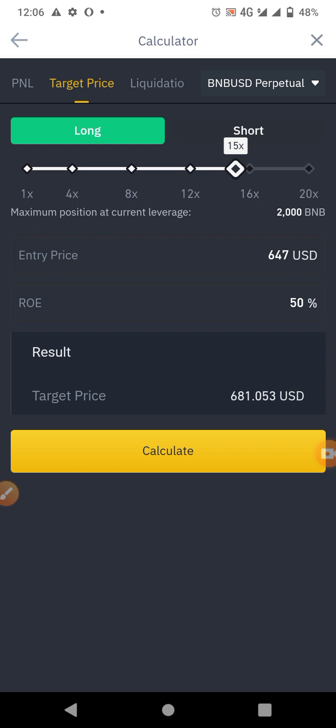So if I increase my leverage to around 15%, which is very, very high in BNB, calculate it. Once BNB just enters 669, I've already gotten 50%. That's just the target price. So if you are the type that scalps, or you just need a certain amount of profit, you can use this target price very well. So you just know when to exit the market.